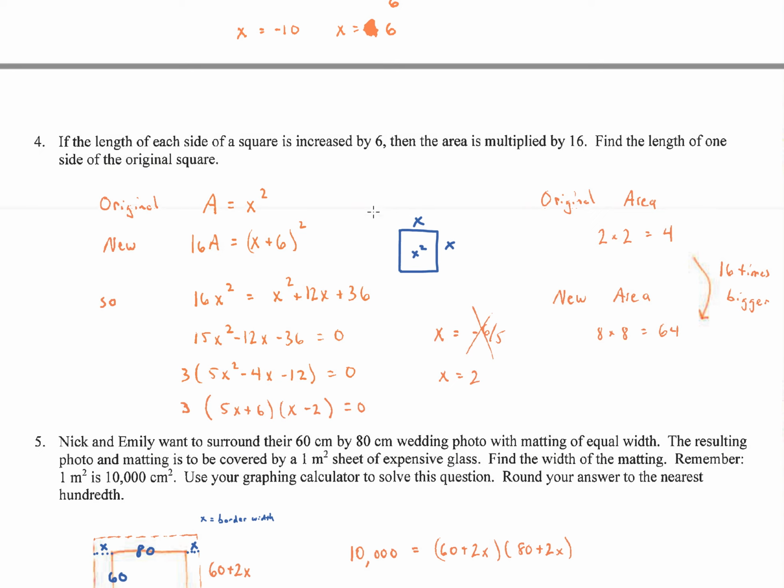And again, draw your picture and then do what the sentence says. You're changing a sentence into an algebraic equation.